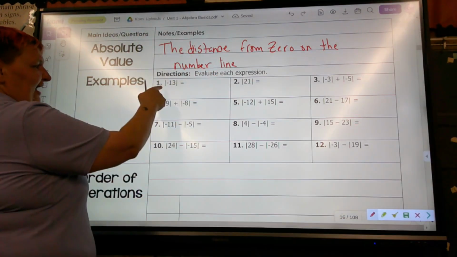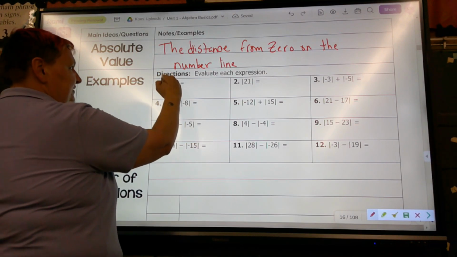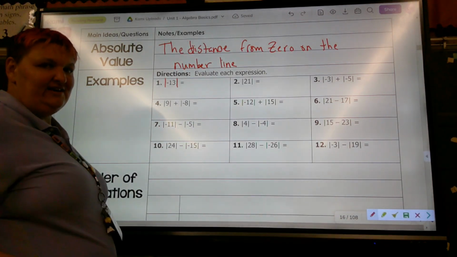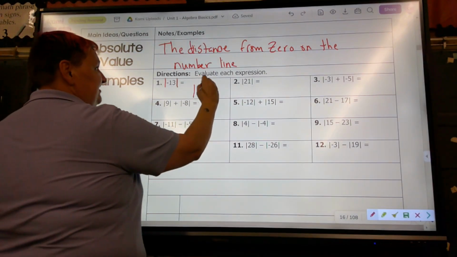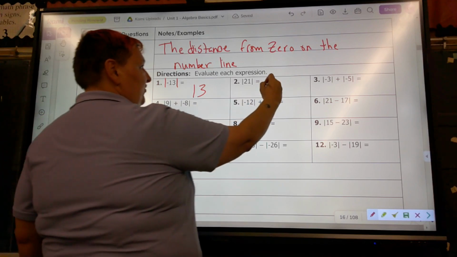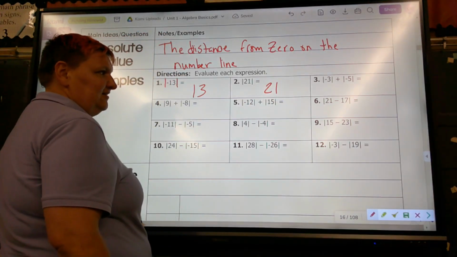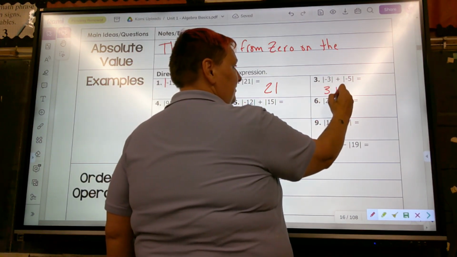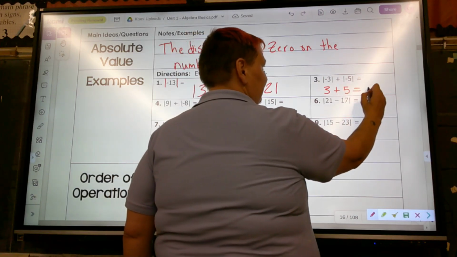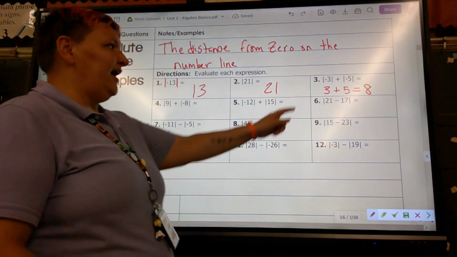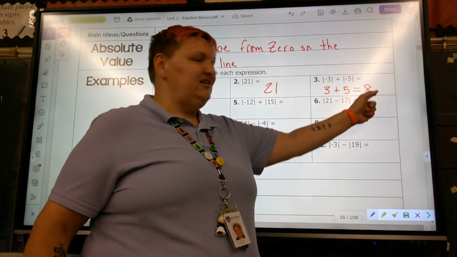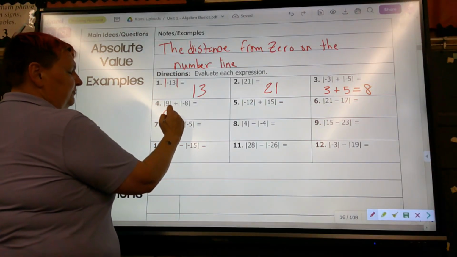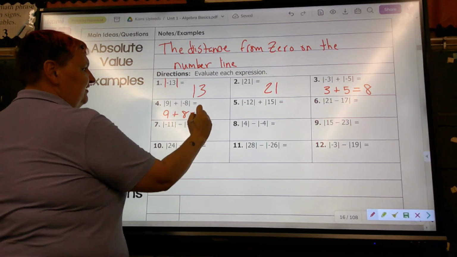Evaluate each expression. The absolute value, that's what these bars mean. Absolute value of negative 13. How far is negative 13 from 0? It's 13 steps. 21 is 21 steps, right? 3 steps plus 5 steps is 8. So you find the absolute value of each one and then you add them. Absolute value plus absolute value is 17.